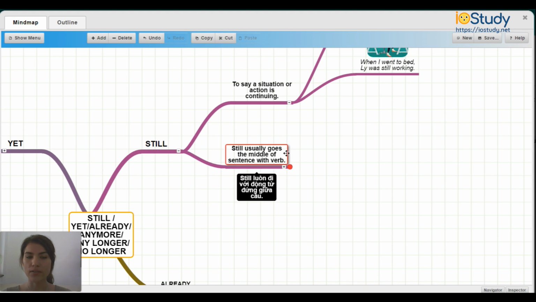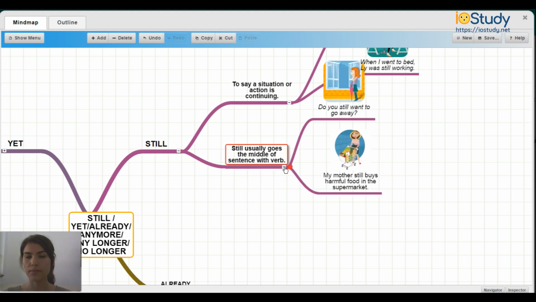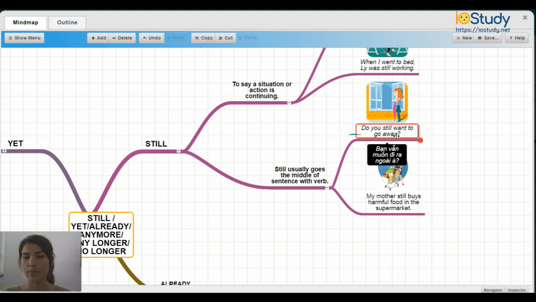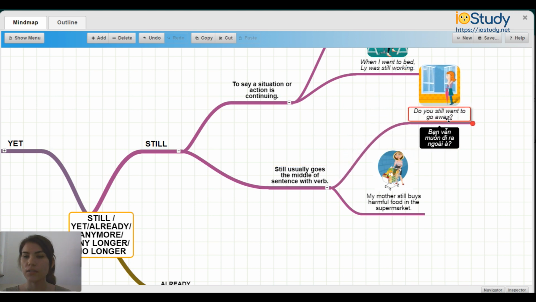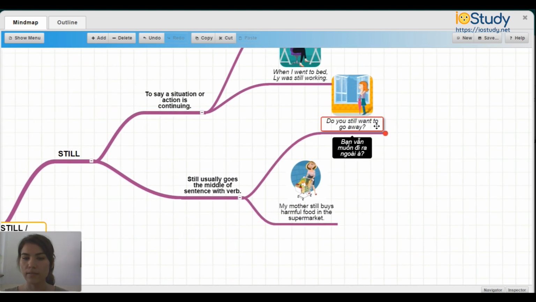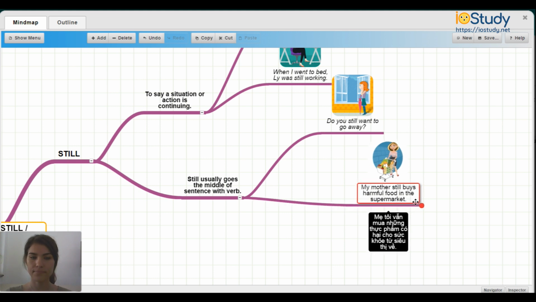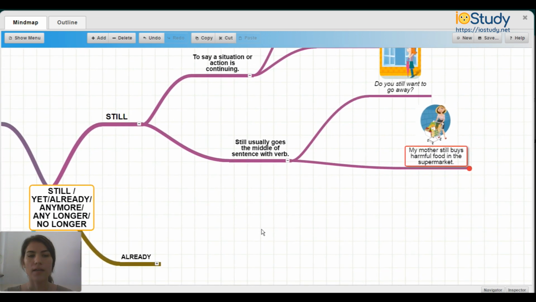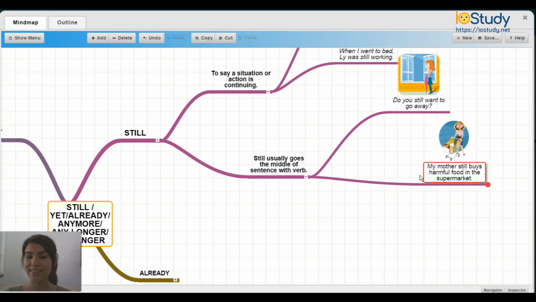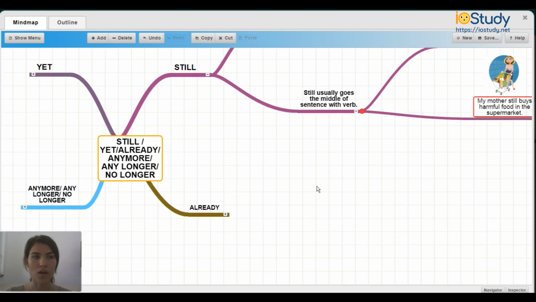Still usually goes in the middle of a sentence with a verb. For example, do you still want to go away? And my mother still buys harmful food in the supermarket. So both of these are using still in the middle of a sentence with a verb. So these are all examples of still. Let's go to already.